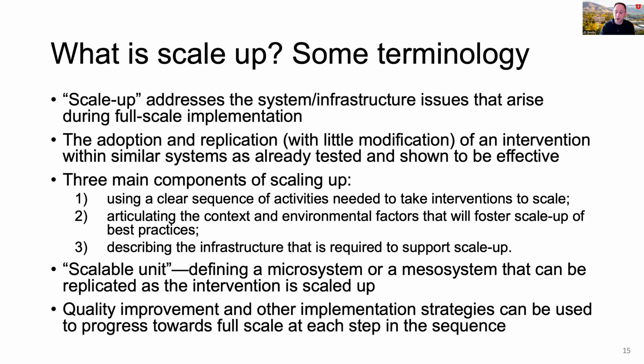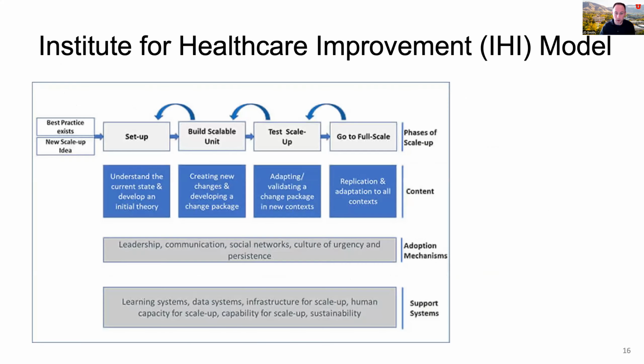And then quality improvement and other implementation strategies are used to help progress towards full scale at each step in the scale-up sequence. So I would like to draw off of the Institute for Healthcare Improvement model, or the IHI model. I'm not going to go through this in a lot of detail, other than to point out the pieces of this that are relevant to using it for implementation research. So we start with typically a best practice. We have an idea that we need to scale up this best practice. There's always a situation of needing to set up or get ready for implementation. And so this is often just trying to understand the current state and develop an initial theory of how to scale this intervention or this evidence-based practice.